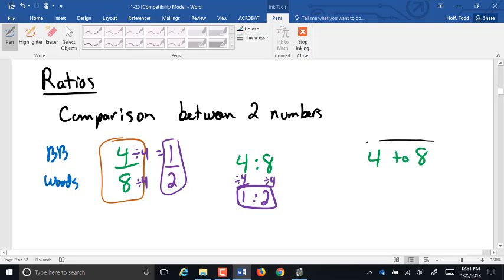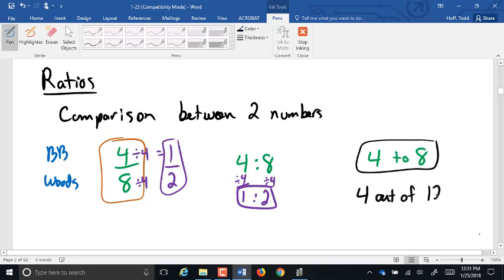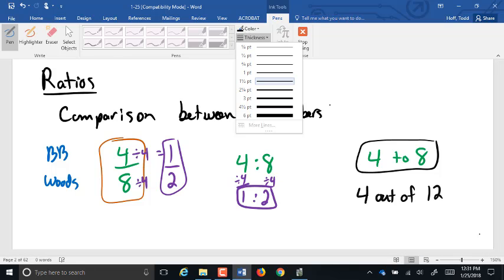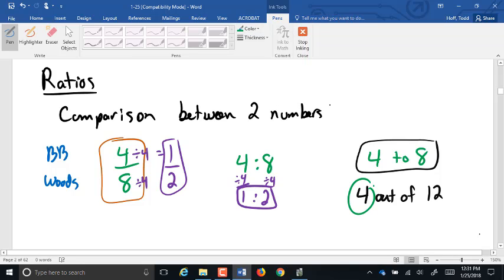Now a note here with this last form, 4 to 8. That applies because we're comparing two totally separate groups. There's another phrase that we might use. It'd be like this, 4 out of 12. When I use that language, I am implying that these 4 are included within that 12. So this is the ratio of broadband students to total students in the class.